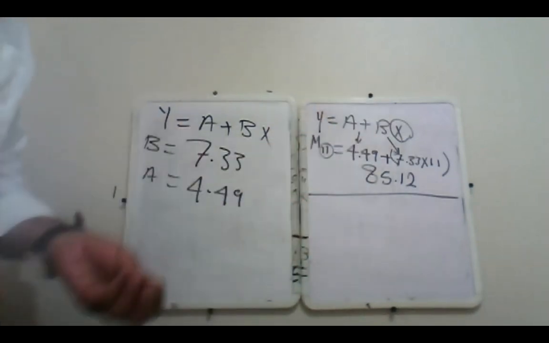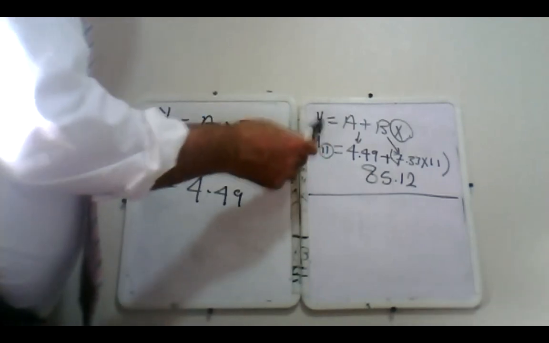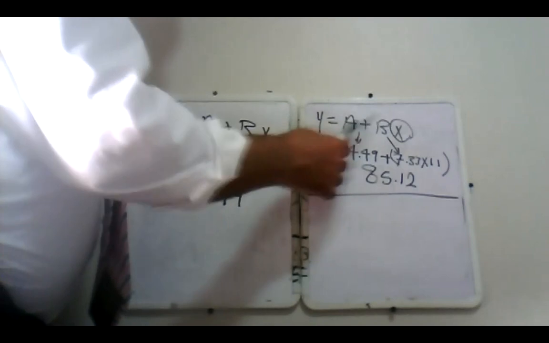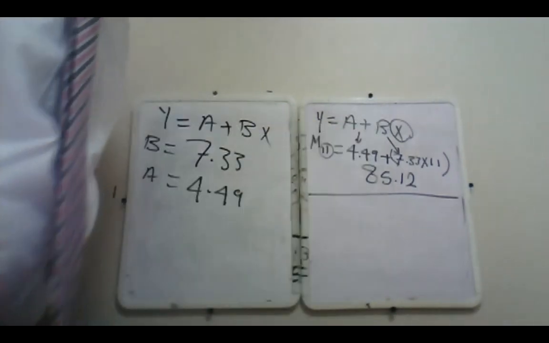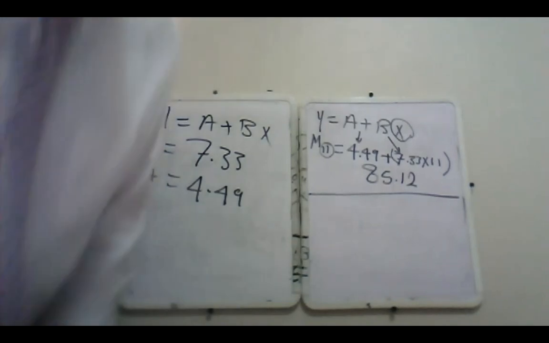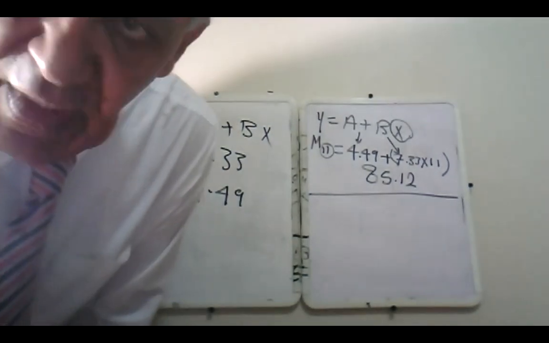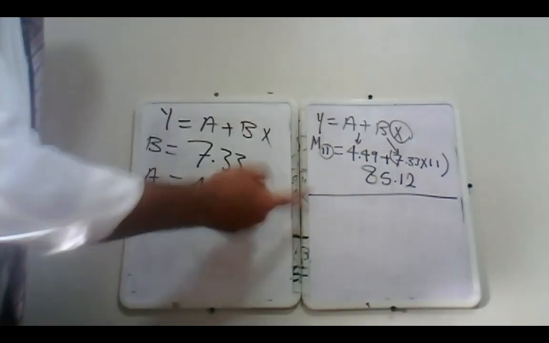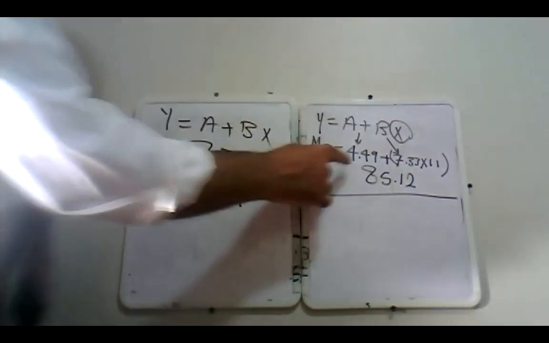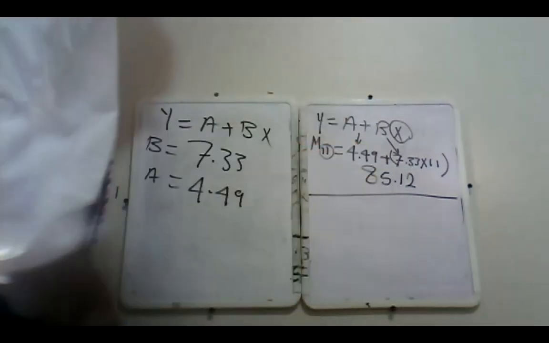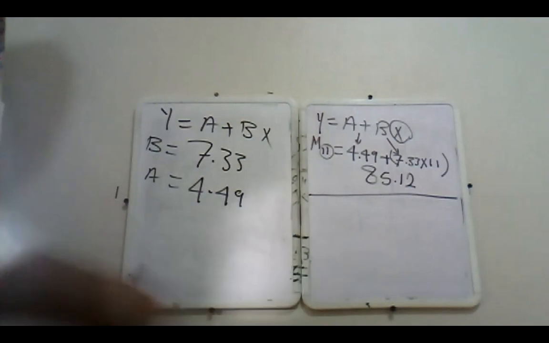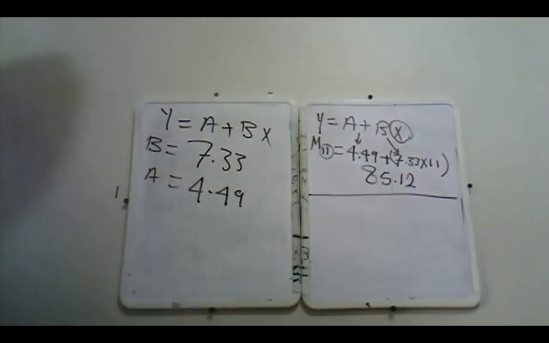So what are we doing now? We will substitute in the equation Y equals A plus BX. That's fine. Let's say he wants month 11. A and B are constants. They never change. But what is changing is the number which he wants. So now he wants month 11. That's fine. So 4.49 plus the B, 7.33. We got them already before from the table and from the equations which we did in the previous step.